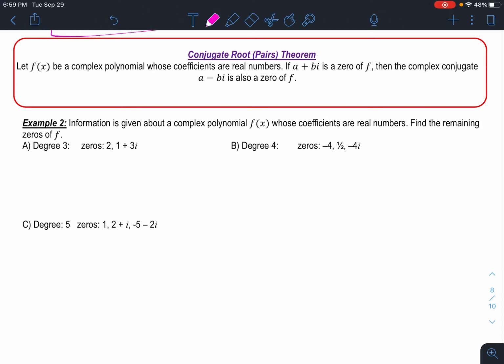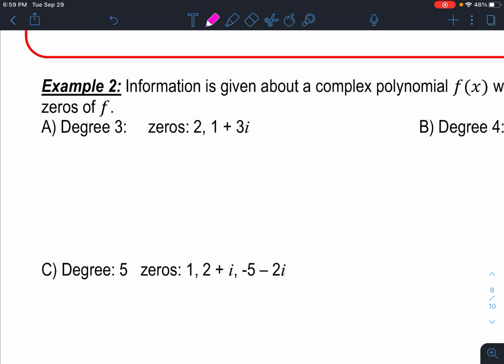Okay, so example 2 is just asking us to find all the zeros. So degree 3 means we should have 3 total zeros. 2 of them are given to us. But since the second one is imaginary, I also know that 1 minus 3i is also a 0. So there's your zeros, 1, 2, and 3. Part B, we should have 4 zeros. 3 of them are given to you, but one of them is imaginary, so we know its partner, its conjugate, positive 4i, is also a 0. So there's your 4th zero.